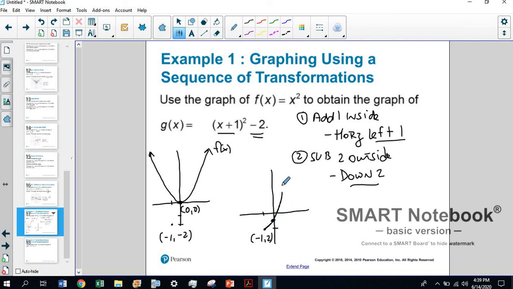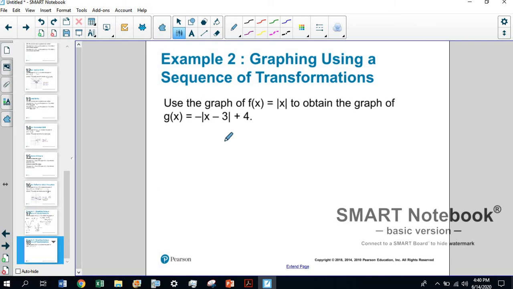But with these graphs I'm not worried about being as nice and neat as the parabola graphs were in section 3.1, for those of you that have seen that already. This is the point that I'm really interested in. Where did the vertex go? Negative 1, negative 2. That's how you handle that. That's how you put them together: list them in order as if you plug a number in, and then how you would evaluate it, and then write it down, and then sketch out the new graph.